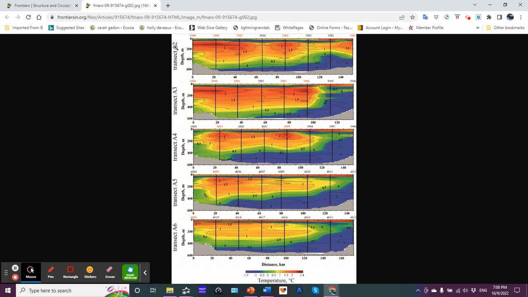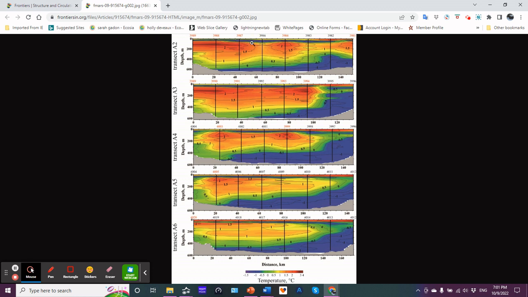Okay, so here's transect A2, A3, A4, A5, A6. And you can see here, now this is the distance, right? Here's your temperature. Now these are actual temperatures. These are not temperature deviations from an average. These are the actual readings. Okay? So you can see slightly cooler.